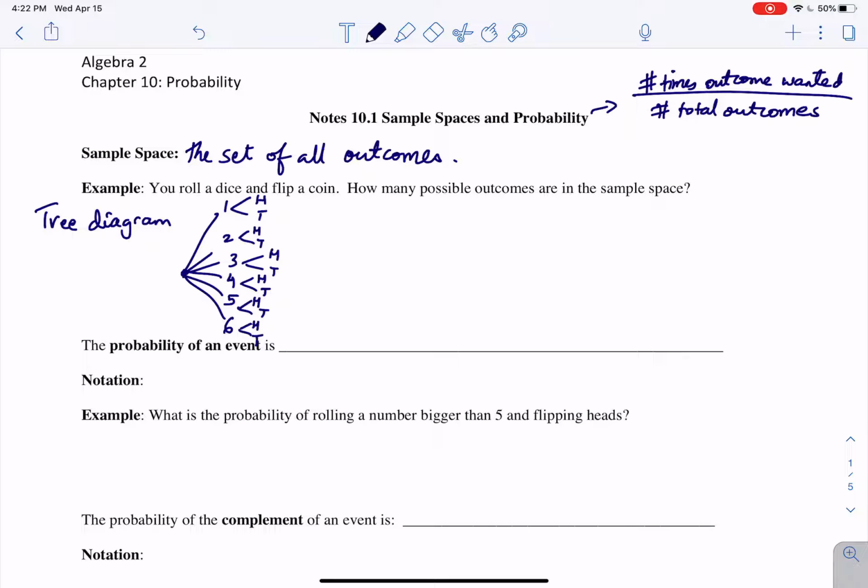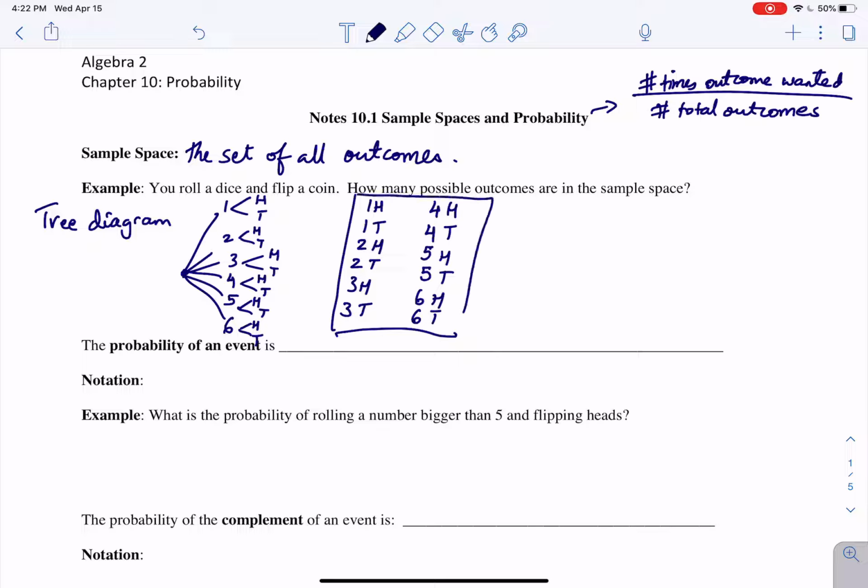So in total, I can get a 1 and heads, a 1 and tails, 2 heads, 2 tails, 3 heads and 3 tails, 4 heads and 4 tails, 5 heads and 5 tails, 6 heads, 6 tails. The tree diagram is just a way for me to list out all these possibilities in a way that helps me not miss anything and helps me organize all of that. Or you can also list out sample spaces in a list like this. Either one is fine. This is a way to list all the outcomes.